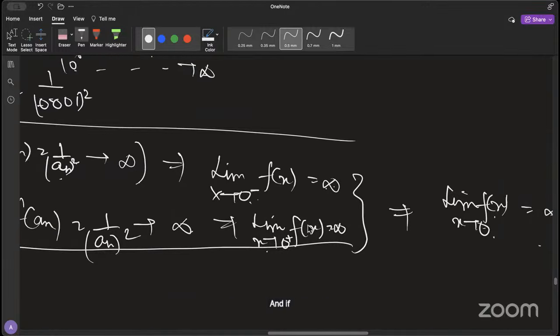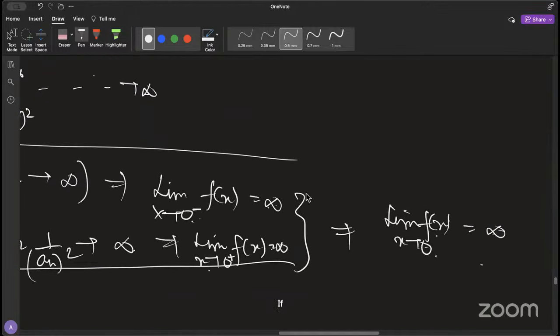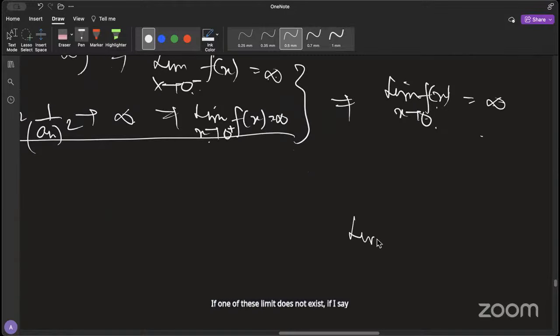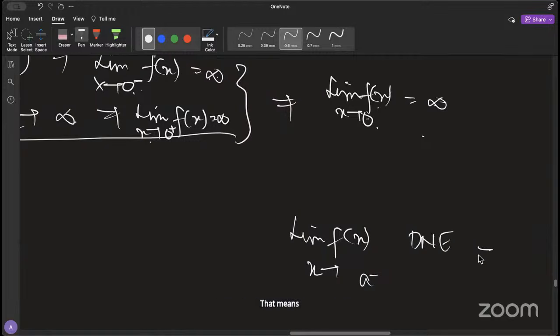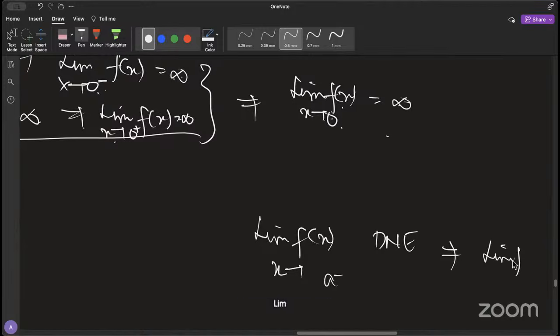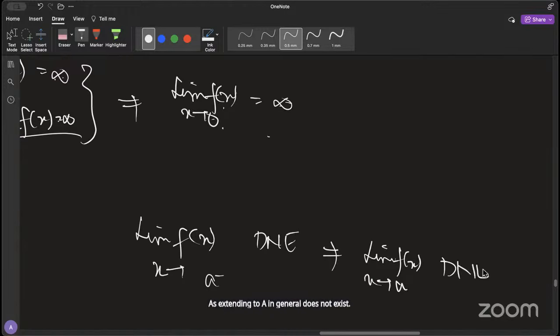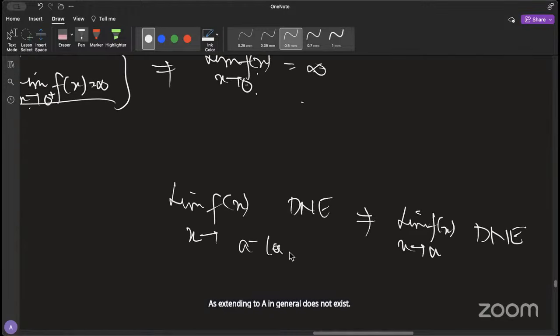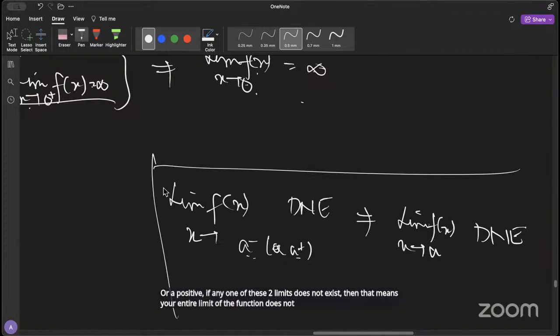And if they do not exist, let's say if one of these limits does not exist, if I say limit f(x) as x tends to a negative, this a from the left side, if this does not exist, that means the limit of f(x) as x tends to a in general does not exist. Or a positive. If any one of these two limits does not exist, then your entire limit of the function does not exist.